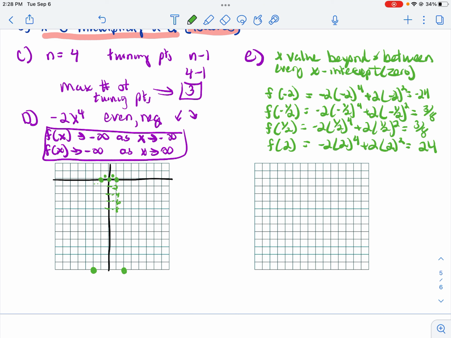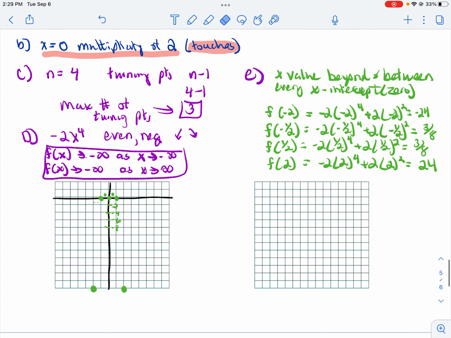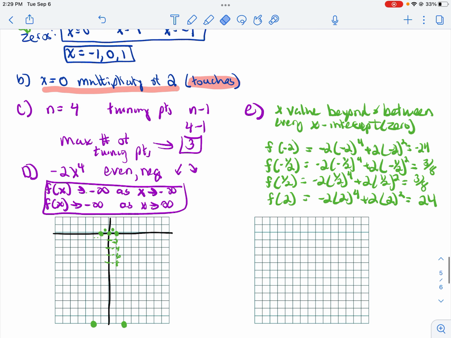Notice that on my left end, my graph should be going down toward negative infinity. Yes, definitely going down toward negative infinity. And then my right end says my graph should also be going down to negative infinity. Yes, going down. And then how am I going to do these dots in between? Well, remember from our multiplicity, it's only going to touch the graph at 0.